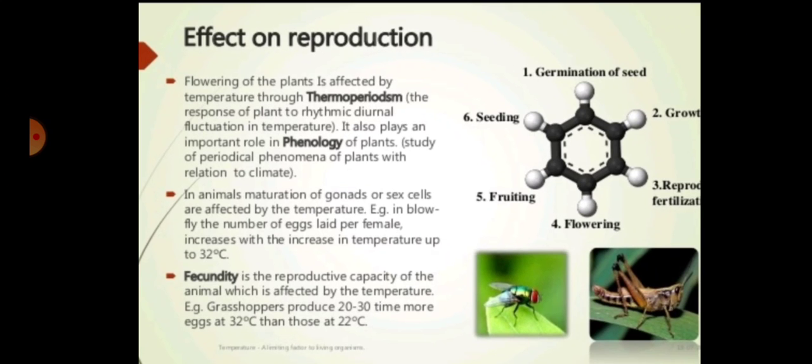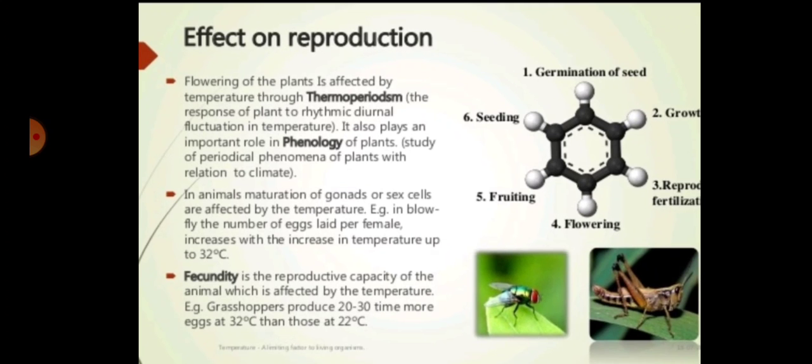The maturation of gonads, gametogenesis, and liberation of gametes takes place at a specific temperature, which varies from species to species. For example, some species breed uniformly throughout the year, some only in the summer or in the winter, while some species have two breeding periods, one in spring and the other in the fall. Thus, temperature determines the breeding season of most organisms.